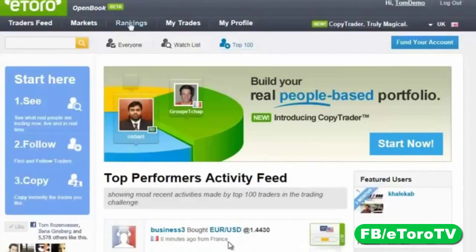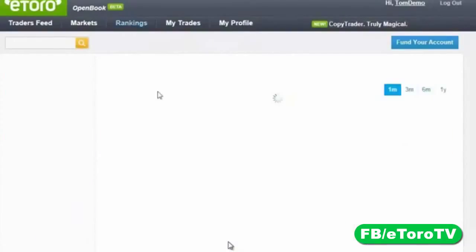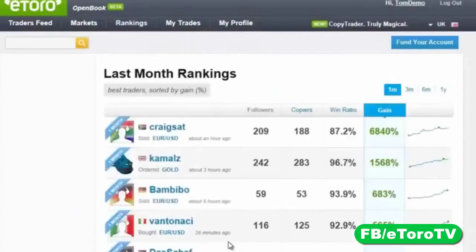Let's see how this works. The best place to pick a trader that we want to copy directly is by going to the rankings. Let's go to the live rankings, and what we can see here is rankings of the last month, the last 3 months, last 6 months, and the last year.